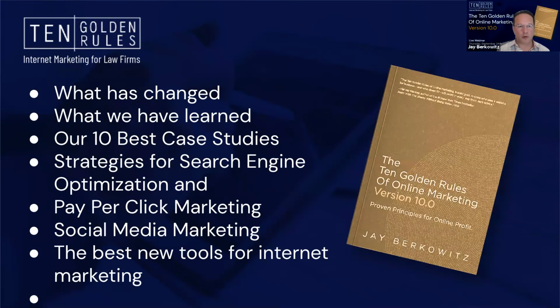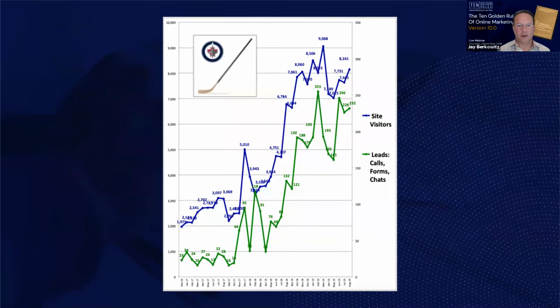So today we're going to learn what's changed. We're going to go through our 10 best case studies, strategies for SEO and pay-per-click, social media marketing, and I'm going to share with you some of the best new tools, some of the best things that are working phenomenally well right now for internet marketers. I'm going to share with you some case studies.